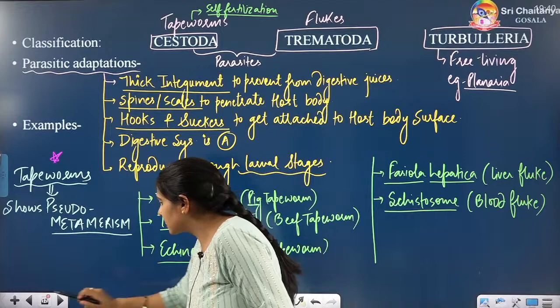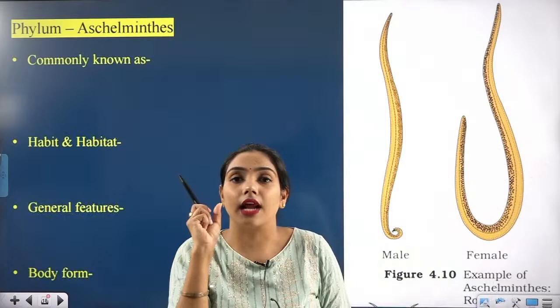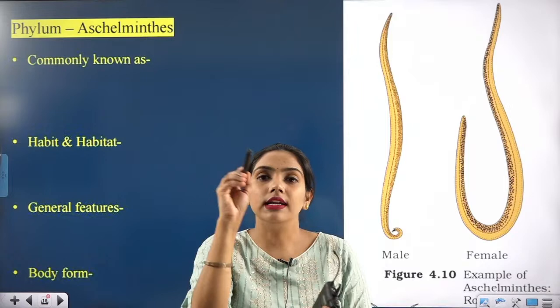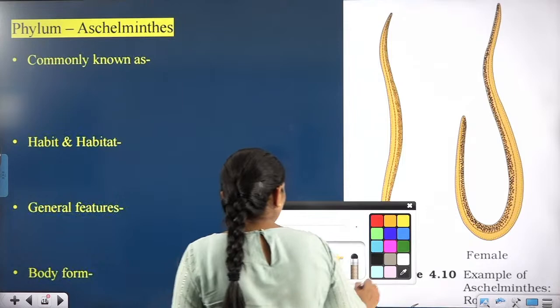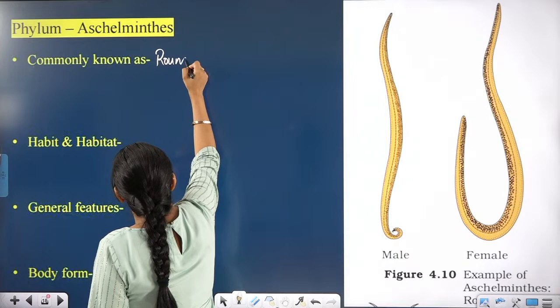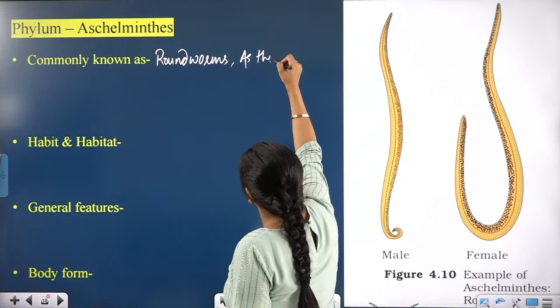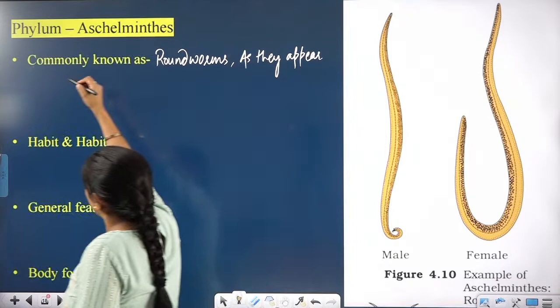Now let's discuss the phylum Aschelminthes. So Aschelminthes are roundworms, just like this pen. If we cut the roundworms, then we will get a cross section which is circular, right? So that is why they are commonly known as roundworms, as they appear round in cross section.